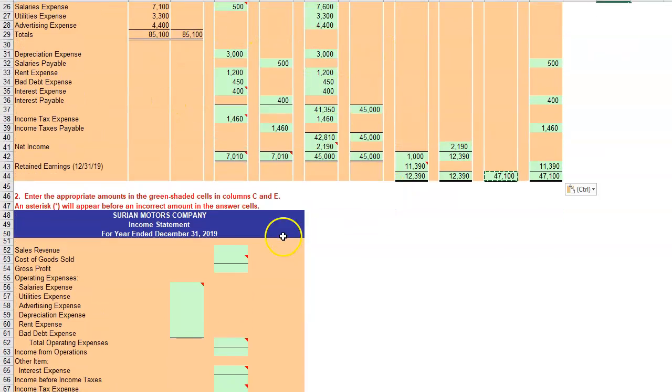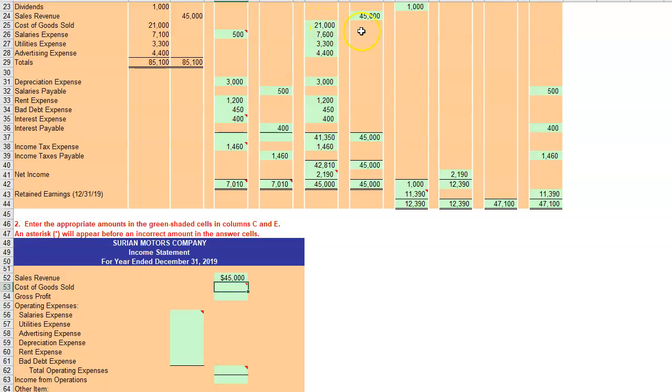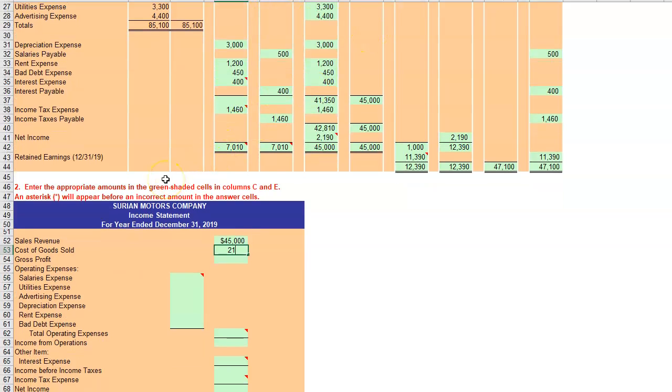So our sales were $45,000. Cost of goods sold is 21. All right, and it put the minus because they put the asterisk because they want it to be a negative number. And then you can just add them together because it's already a negative number and get your gross profit.